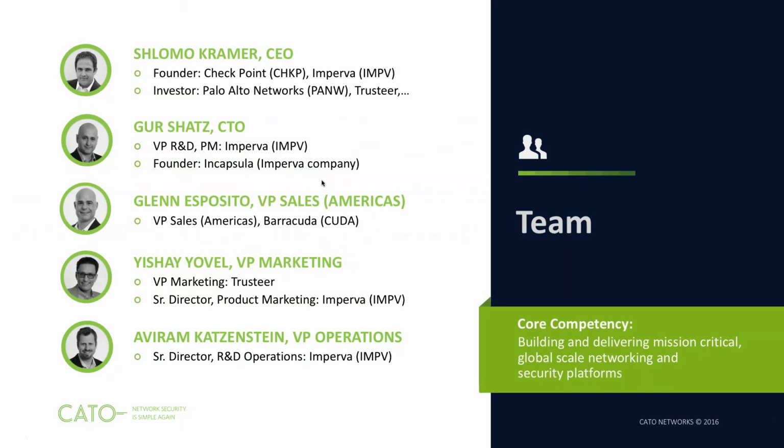So a little bit about Cato before we get started. We were founded by two veterans, Shlomo Kramer, the co-founder of Checkpoint. He's a network security expert, basically one of the people that built the first commercial firewall. And Gur Schatz, our CTO, he's a networking expert, global connectivity from his days at Incapsula. He created one of the first anti-DDoS companies. And between them, what the company is trying to achieve is to converge these two domains, networking and security, in the cloud in order to address some of the problems we will be talking about today.